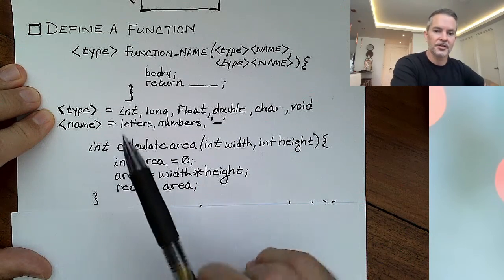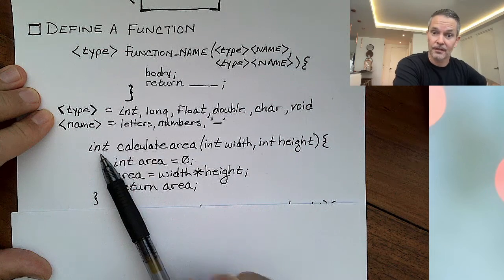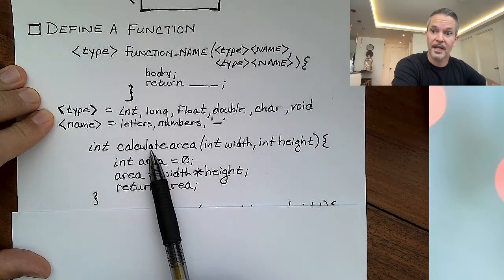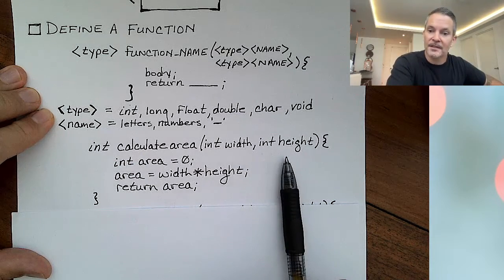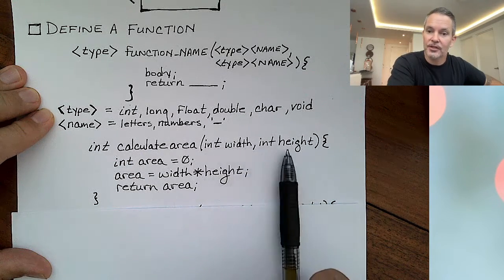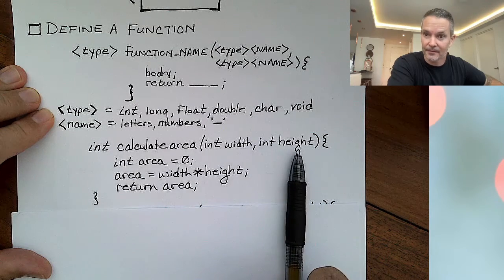Look at this function that I've defined. Int, the function will return an integer. Name, calculate area. It is important to give your functions meaningful names about what they do, but you can name it whatever you want. My parameter list, I'm going to take 2 integers into the function, width and height.